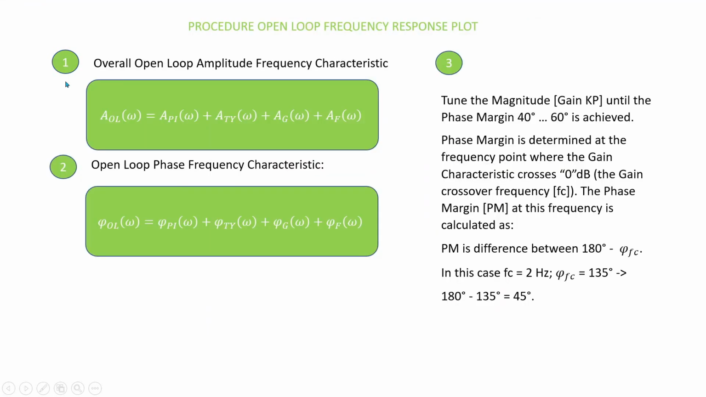After completing the individual transfer functions and their corresponding plots, we can now derive the overall open loop transfer function of the entire control system. First, we write the open loop gain, also called amplitude frequency characteristic, in step 1, and phase frequency characteristic in step 2. Both are the sum of each individual transfer function for amplitude and phase, represented in logarithmic scale. Next, in step 3, we plot both characteristics in an Excel spreadsheet and tune the gain Kp until the phase margin between 40 to 60 degrees is achieved.